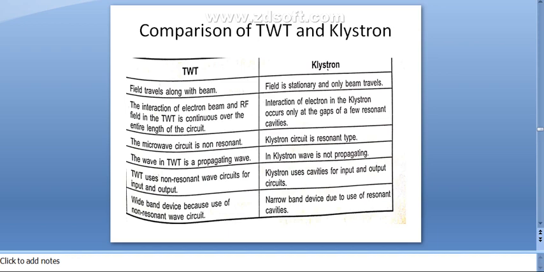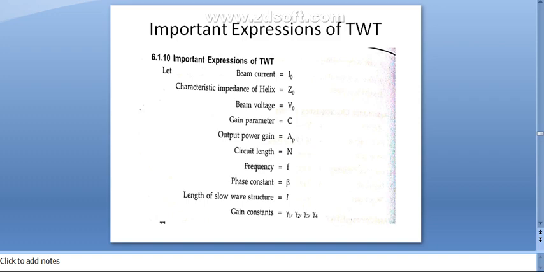In the TWT the interaction of the electron beam and RF field is continuous over the entire length of the circuit. In the Klystron the interaction of the electron beam and RF field occurs only at the gaps of the cavities. So these are the differences between TWT and Klystron.